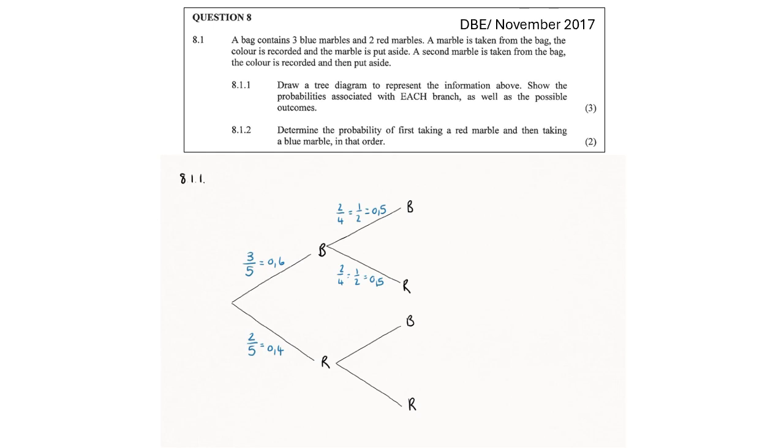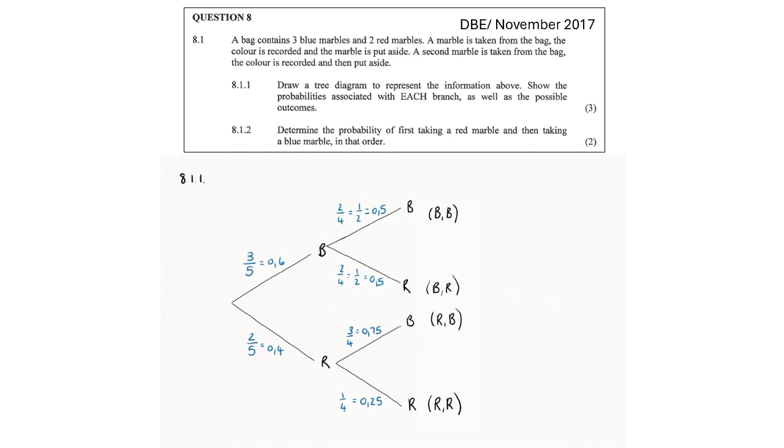equals 0.5. If the first marble was red, the probability of drawing a blue marble will be 3 out of 4. There are still 3 blue marbles, but now there are 4 marbles in total, and that's 0.75. And then lastly, if the first marble was red, the probability that the second marble is red is going to be 1 out of 4, and that equals 0.25. And now we need to write down all the possible outcomes. It's going to be blue and blue, or blue and red, or red and blue, or red and red.